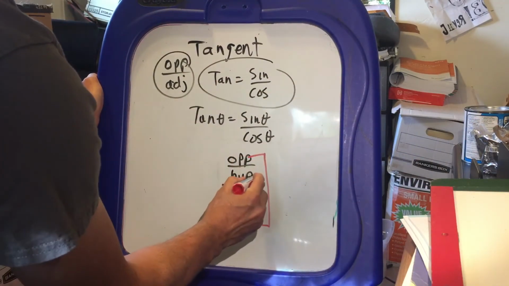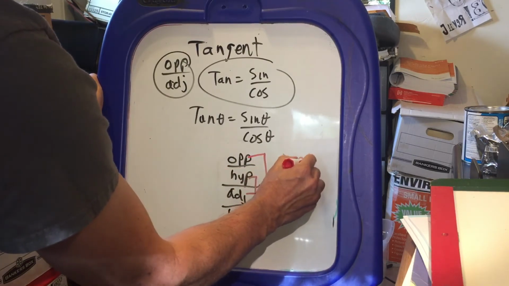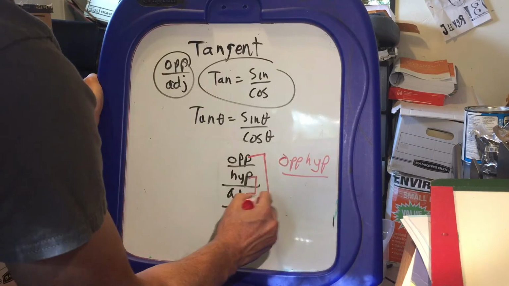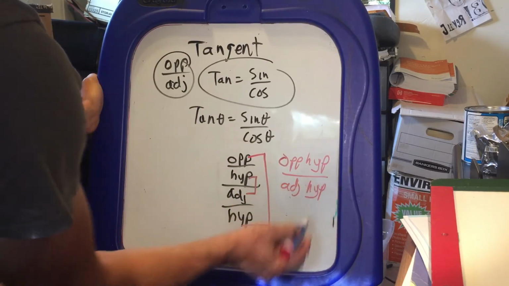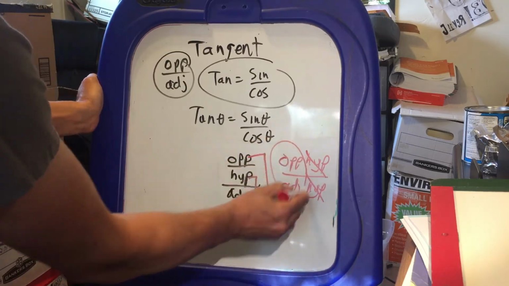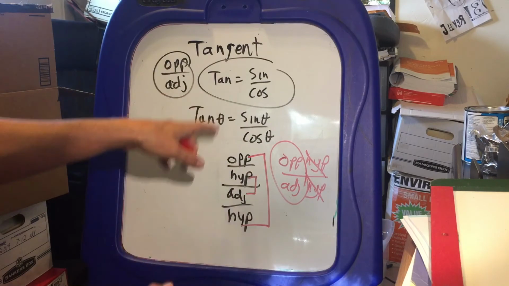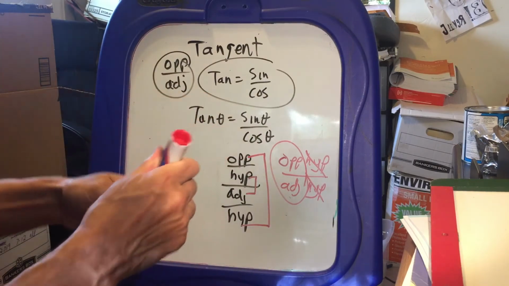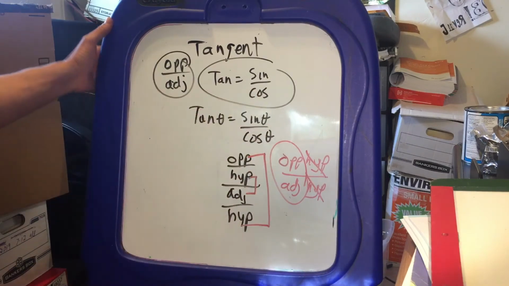If you go like this and you go like this, you end up with opposite times hypotenuse over adjacent times hypotenuse. Well, the hypotenuse is a like term. You can cancel those out. What are you left with? Opposite over adjacent. This is proof that the tangent of theta equals the sine over the cosine. And what does that mean? There's a lot right there. Take a picture if you need it.